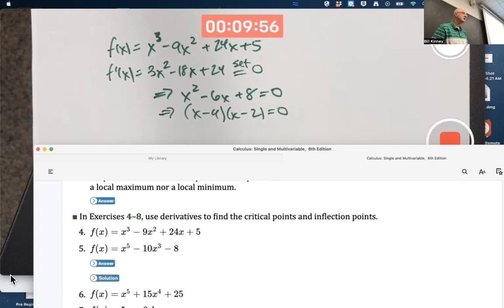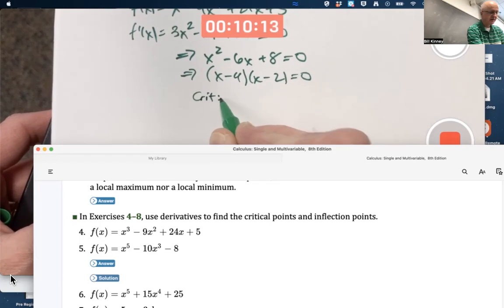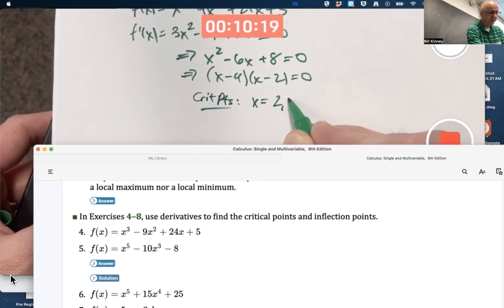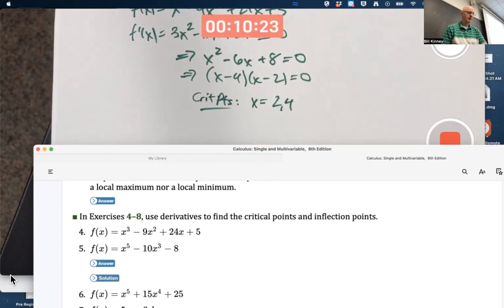If your cubic function doesn't have a maximum or minimum, if it just goes up like that, there won't be any critical points. There won't be any real roots to its derivative. That can happen sometimes. But in this case, the critical points are, excuse me, 2 and 4, where the derivative equals 0.